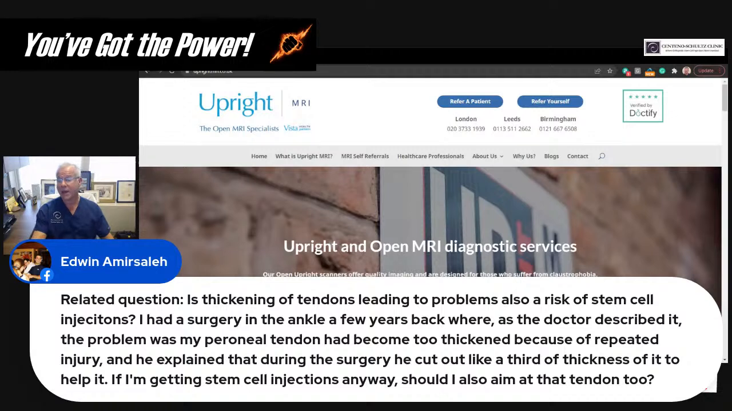Yeah, so Edwin, I think, again, you're thinking about this all wrong. Tendons become hypertrophied, which is what you're describing, because they're failing to heal. That's a normal tendon response. Everyone has that same response. It's called tendon hypertrophy. So cutting away a third of the tendon makes no sense, because the tendon is in fact getting bigger because it's trying to maintain its load to failure.